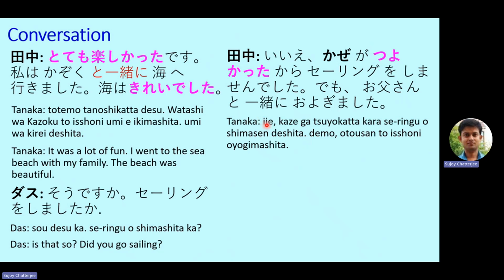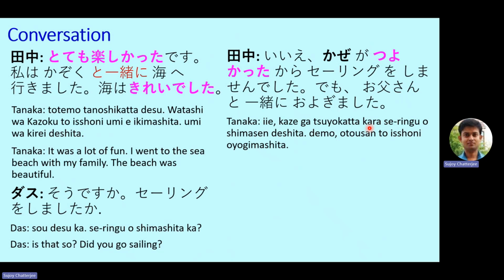いいえ, that means no. Kaze means wind. 風が強かった. Tsuyokatta comes from the adjective tsuyoi. Tsuyoi means strong or powerful, and tsuyokatta is the past tense of tsuyoi. That means the wind was powerful. And you can see here, Tsuyokatta kara seiringu o shimasen deshita. So this we have learnt in one of the recent lessons: reason kara consequence. So we connect the reason with the consequence using kara.